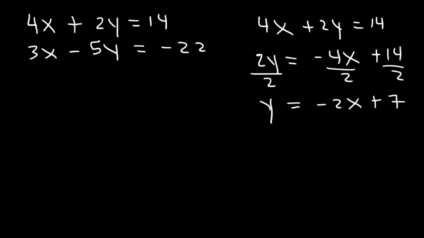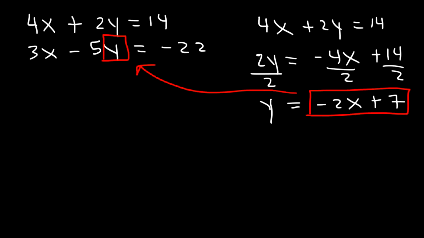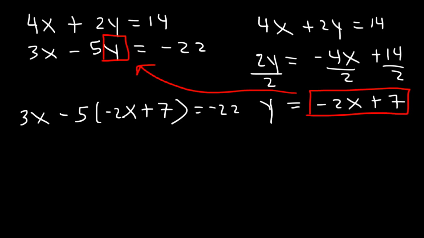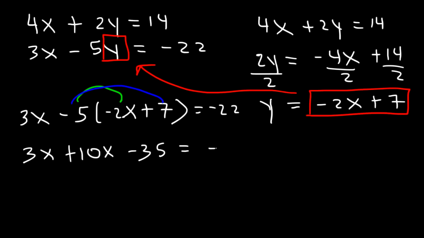So now that I have y by itself, in the second equation, I'm going to replace y with negative 2x plus 7. So let's substitute y with negative 2x plus 7. So 3x minus 5 times negative 2x plus 7, that's going to equal negative 22. Now let's distribute negative 5. Negative 5 times negative 2x, that's positive 10x. Negative 5 times positive 7, that's equal to negative 35. So now let's combine like terms. 3x and 10x, that's 13x.